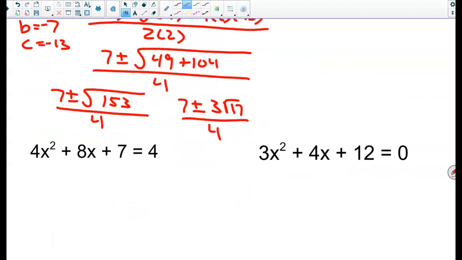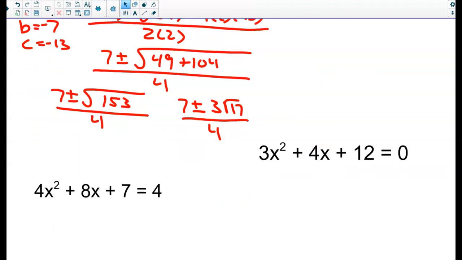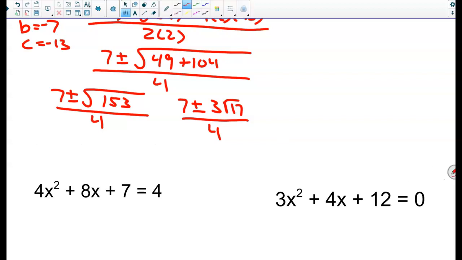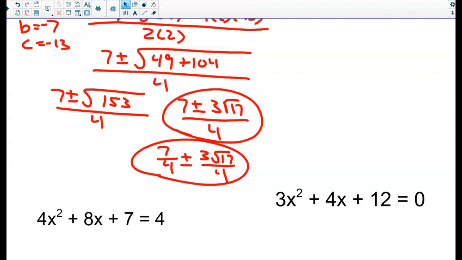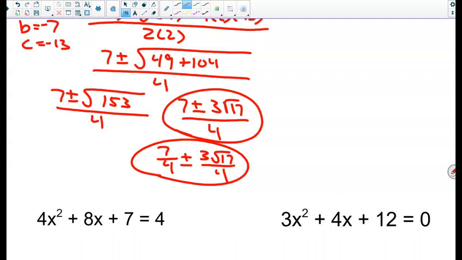Now, the way a lot of math books would write this answer is this: 7 over 4 plus or minus 3 root 17 over 4. I will accept either answer. Okay? But, just so you know, you could do either one and simplify the fractions where you can. Simplifying the radical is not optional. Okay? Simplifying the radical you do need to do.